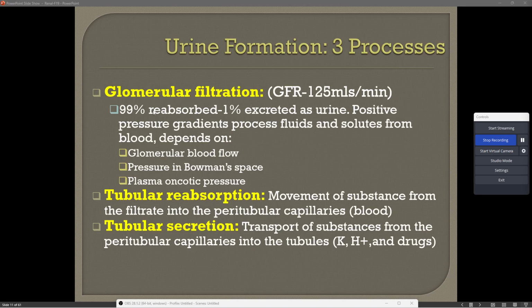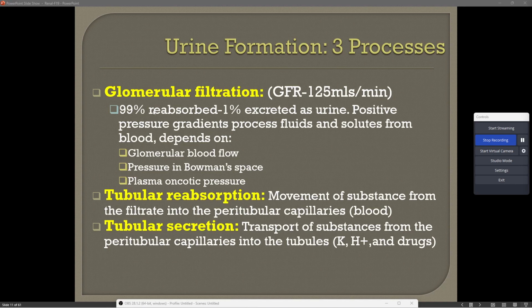Positive pressure gradients process fluids and solutes from blood, depending on glomerular blood flow, whether or not there's obstructions or high pressure. Pressure in the Bowman's capsule is very crucial. Plasma and oncotic pressure. Now, I'm going to point out one of the biggest culprits of chronic kidney disease is persistent states of uncontrolled hypertension. The reason being is that as these persistent states occur, we actually damage the capillary beds inside of the Bowman's capsule in the filtration system there. We damage the capillary beds and we decrease their ability to filter and to pass fluid through them. And if we decrease that passing and we decrease blood flow to the kidney overall, then we're going to decrease the functionality of the kidney as well.